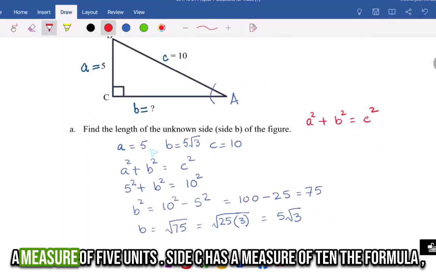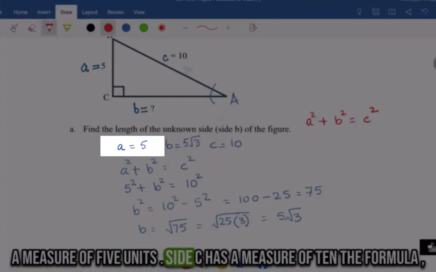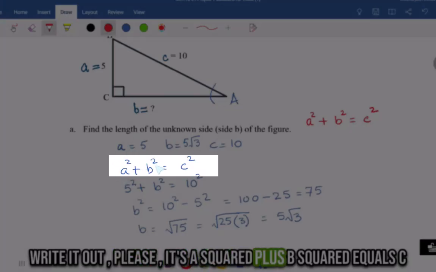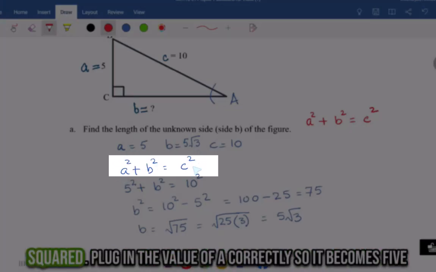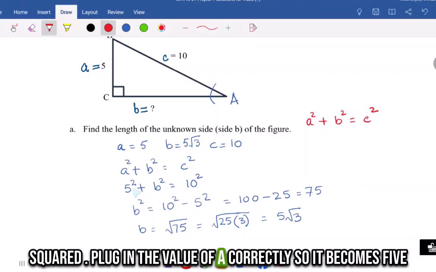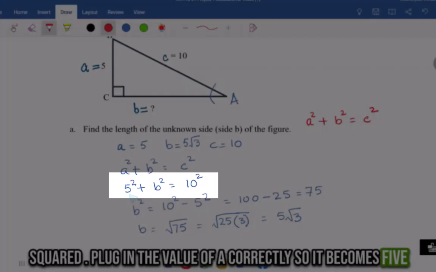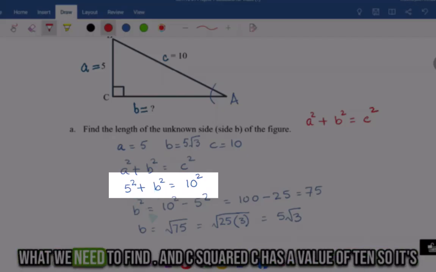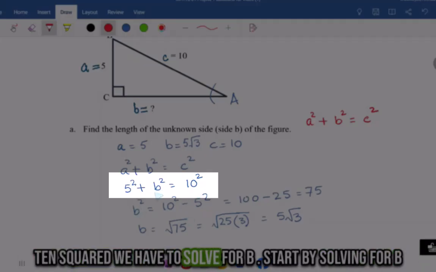Side A has a measure of 5 units. Side C has a measure of 10. The formula, write it out please. It's A squared plus B squared equals C squared. Plug in the value of A correctly. So it becomes 5 squared. So A squared is written as 5 squared. B squared is what we need to find. And C squared, C has a value of 10. So it's 10 squared. We have to solve for B.